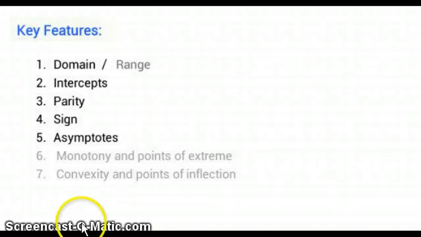Hi, in this video I'm going to show you the key features of a function, which are the domain, the intercepts, parity, sign, asymptotes. The other two key features, monotony and points of extreme, and convexity and points of inflection, are subject to the calculus and vector courses.